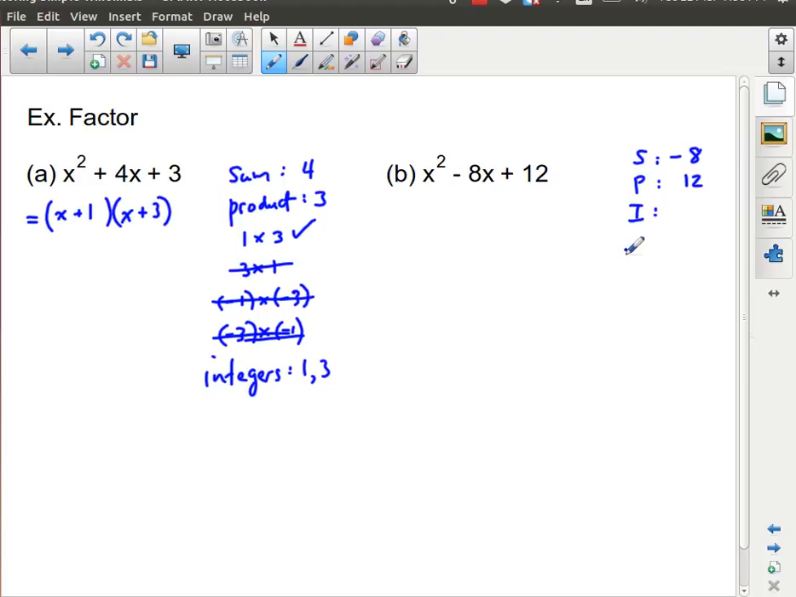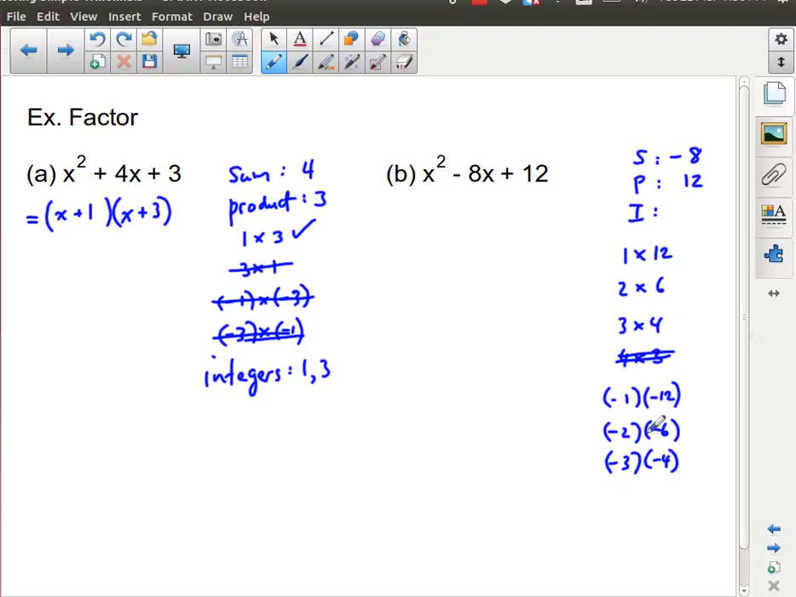I could do 1 times 12, 2 times 6, 3 times 4, and as soon as I get to where I'm reversing them, 4 times 3, I realize that when it's just a 1x squared, I don't need to consider the reversing. And I have to consider the negatives. Well, to get a positive product, I need negative 1 times negative 12, negative 2 times negative 6, and negative 3 times negative 4. It's a good idea to be really methodical about this.